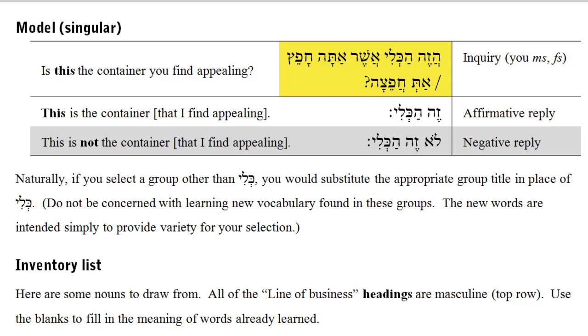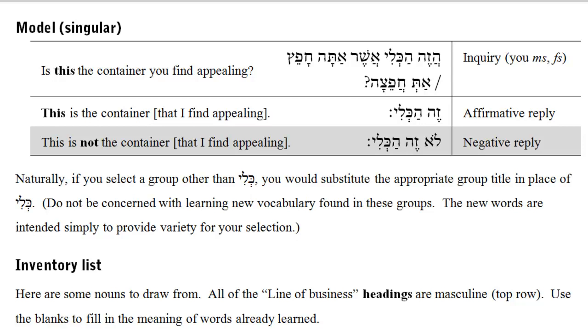If you're addressing a female customer, then you would say, Hazeh hakali asher at chafetza? Now that model example, as you may have deduced, would apply in case you were a merchant involving the commodities of kelim.